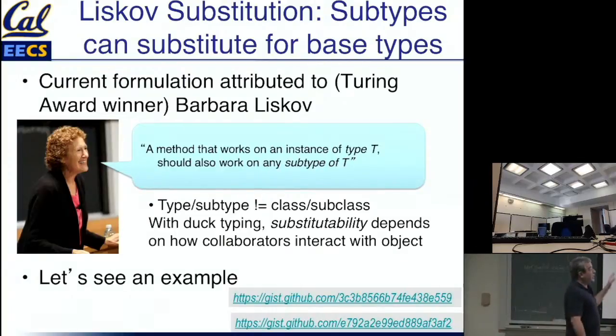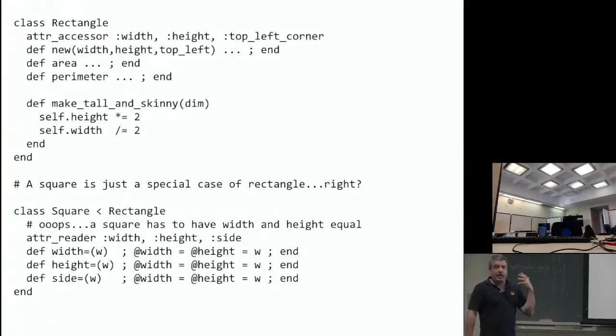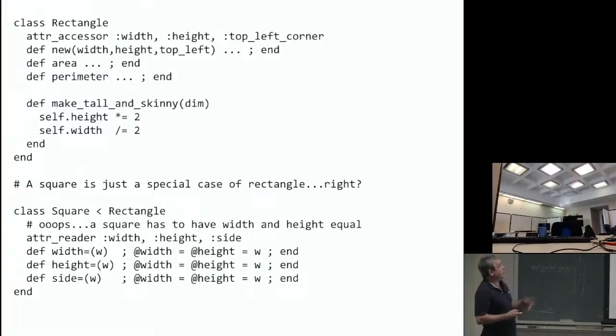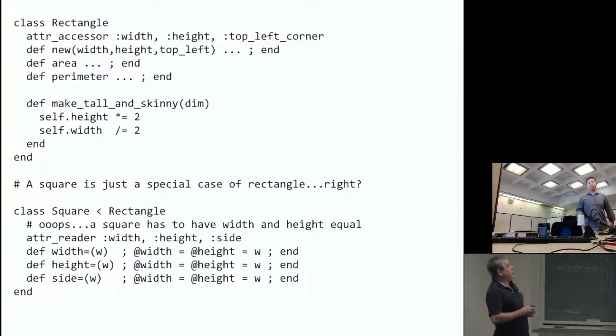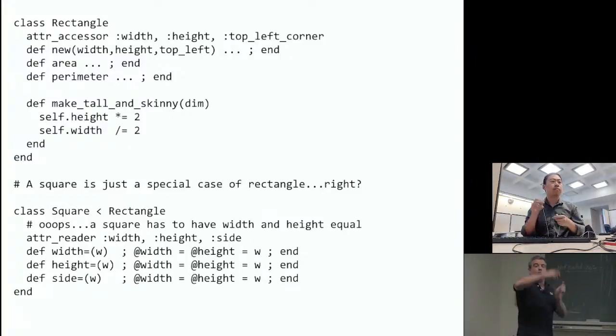So again, I'm going to show the examples in code right on the screen, but if you want to look through the examples offline, I put them up as GitHub gists, and you can follow the links on your own anytime. So here's sort of the canonical example of what can go wrong with Liskov substitution. I'm simplistically assuming that I've defined a rectangle class. Rectangles have a width and a height, and a location on the screen, which arbitrarily we're saying is the top left corner. You can create a new instance of it. You can ask for its area and perimeter. Or you can have this special function that will take a rectangle and make it tall and skinny. So while preserving the area, it'll make it twice as tall and half as wide.